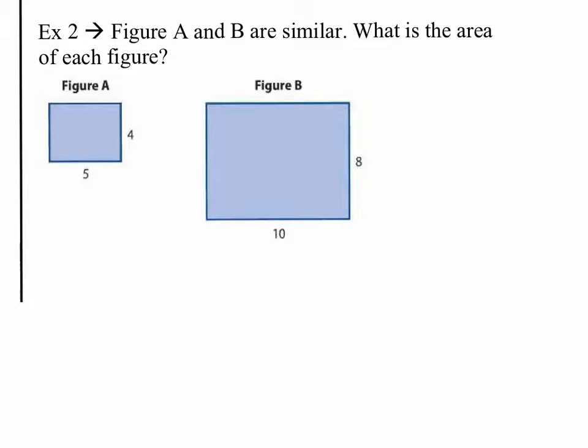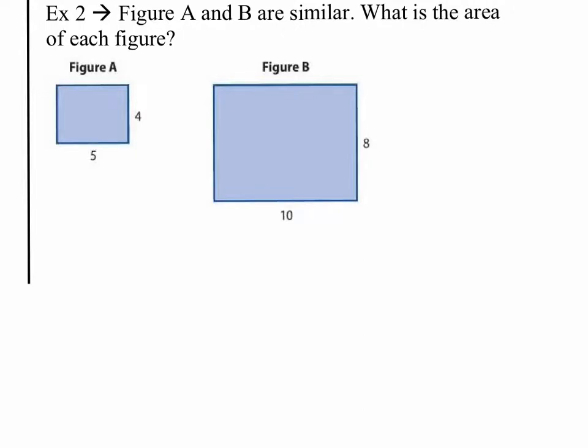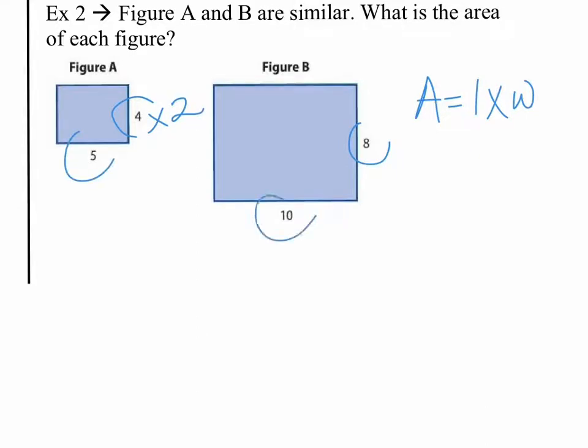To quickly review area, remember area is your length times your width. There are two dimensions here, the length and width. That's how we got the n squared, or n times n. What are they doing from 4 to 8? Times 2. What are they doing from 5 to 10? Times 2.